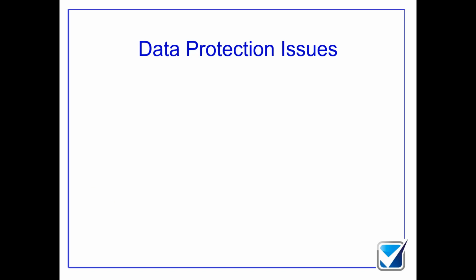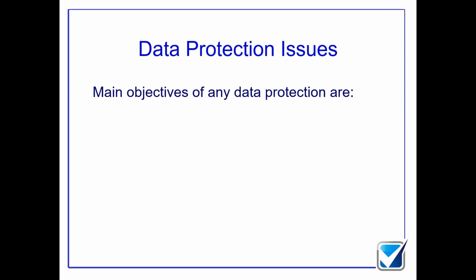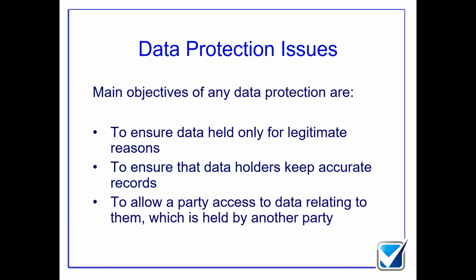With regard to data protection issues, which is the second legal issue, the main objectives of any data protection regime, and I'm not looking at one individually, it's any data protection act anywhere in the world, will be to make sure that individuals are protected from businesses processing their data incorrectly, from businesses holding their data for too long, or from businesses holding incorrect data. So all of these data protection issues are all about protecting the individual from the business.